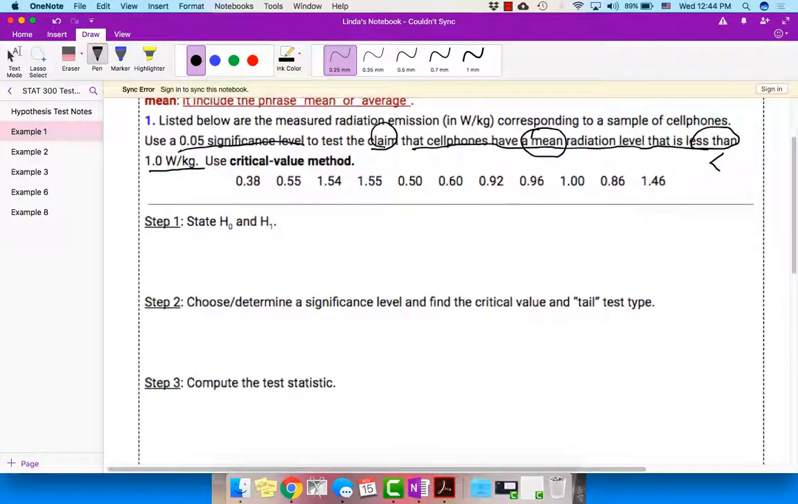So if you notice, the first step we have here is to state the null hypothesis and the alternate hypothesis. But before we do that, I would like you to pause this video and enter this information in the list and try to find the 1-var stat. Because the 1-var stat allows us to obtain some information about the sample. Some of the information we need is the mean and the standard deviation.